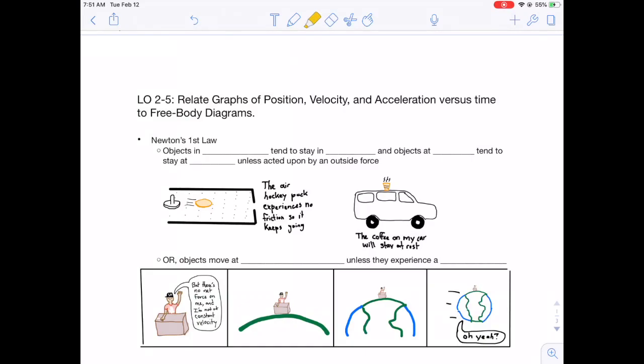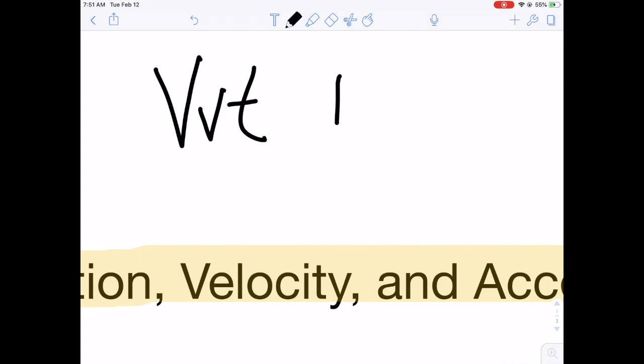Alright class, let's look at learning objective 2-5. Relate graphs of position, velocity, and acceleration versus time to free body diagrams. Let's think about that for an example. A graph of maybe a velocity versus time graph, you're going to relate that to a free body diagram.